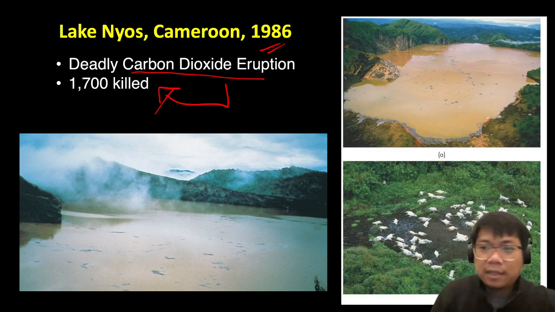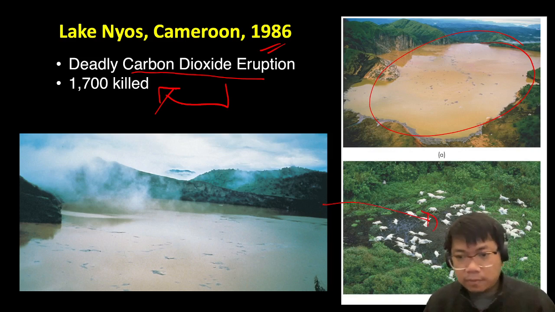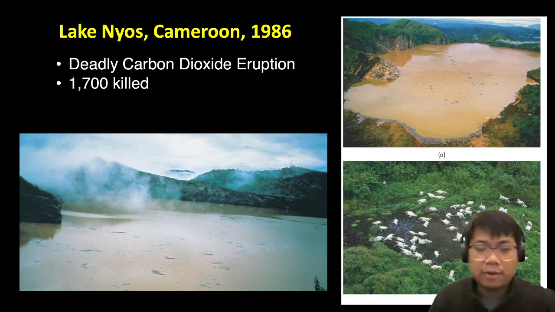And here is the picture of Lake Nyos, and this is the picture of animals that were killed by the carbon dioxide eruption. So carbon dioxide can be very, very deadly, especially when it occurs in such high concentration as well.